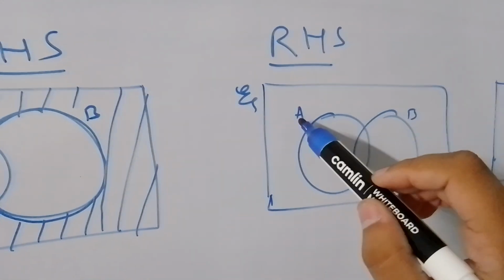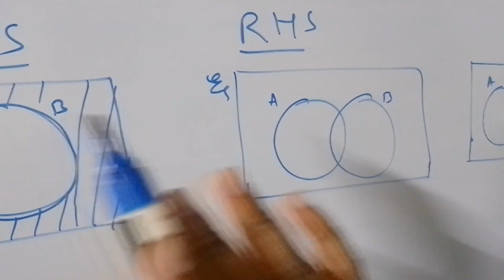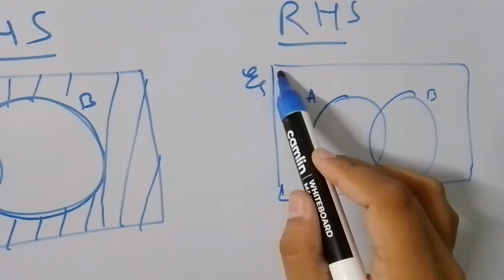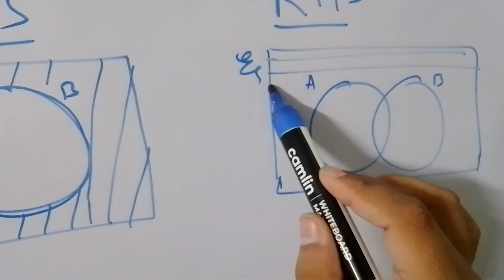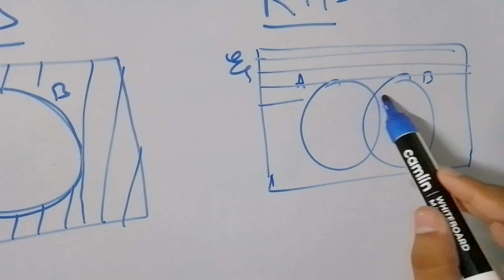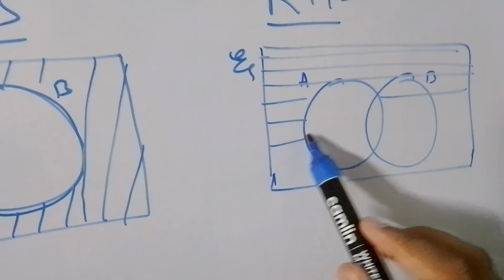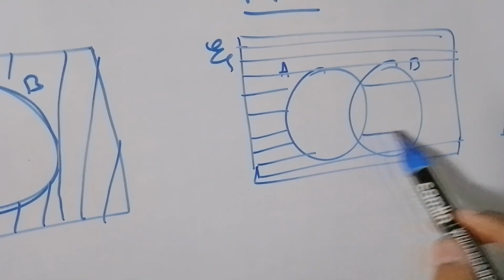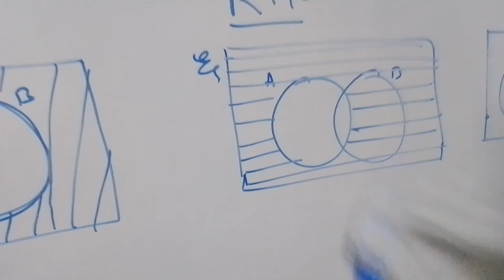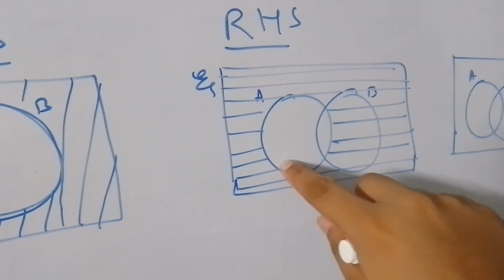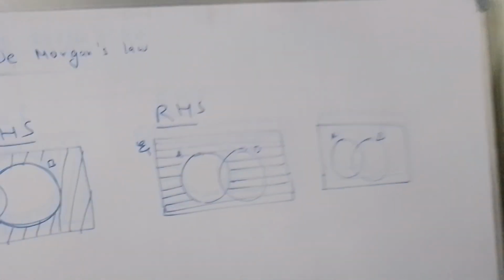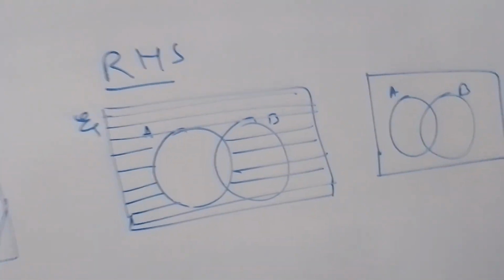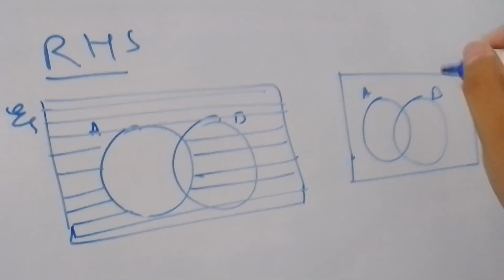So A complement will be every region except A. So this is A. If I draw with horizontal lines, this will be A, and so this is A complement. Now what will be the B complement? The region except B.